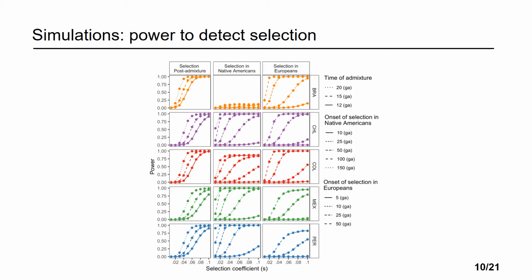For example, in the simulated Brazilian population, here shown in the upper middle plot, which has very little Native American ancestry, we see that we have virtually no power to detect selection in Native Americans. But overall, in many cases that realistically mimic our data, we see that we do have decent power to detect selection.